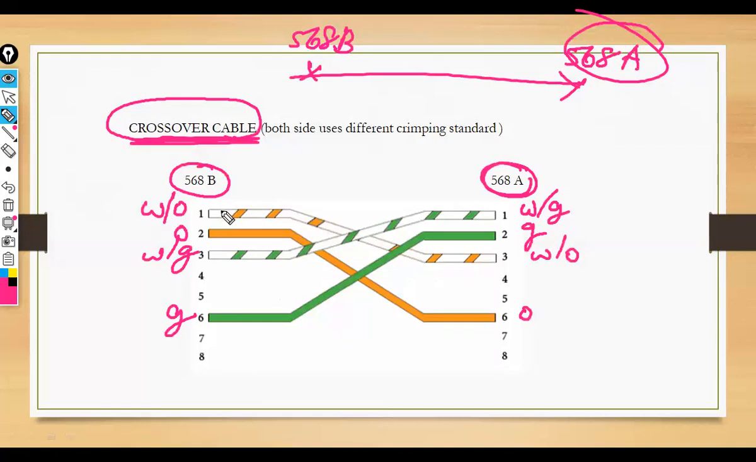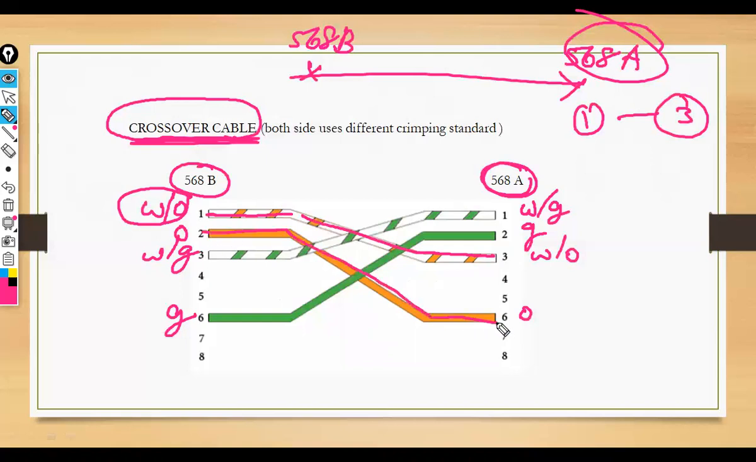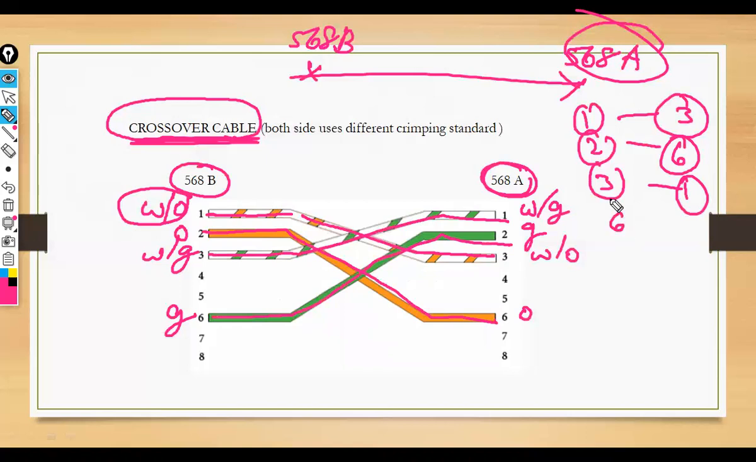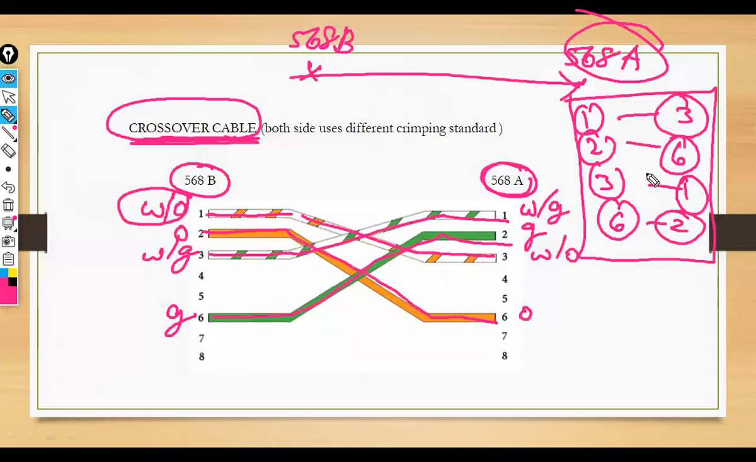So now let me tell you, the first white orange will be going from the first pin to the third pin. So 1 is connected to 3. Then the second one is connected to the sixth one, so 2 is connected to 6. And the third one is connected to the first one, and the sixth one is connected to the second one. So this is the crossover, and that's why it's called cross, right? It's like in a crisscross manner. Okay, so that's why it's called crossover cable.